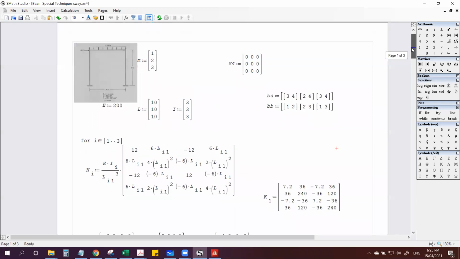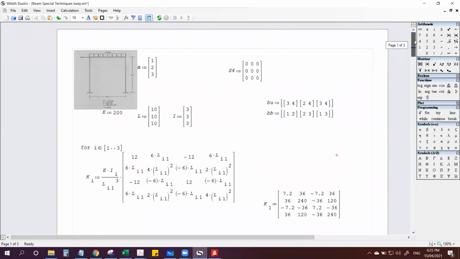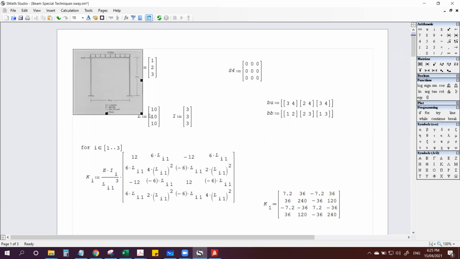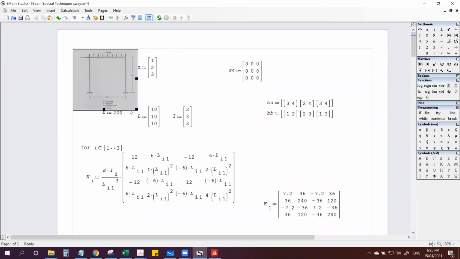Okay, so this is the corresponding SMAT. The null matrix S4 is 3 by 3 because the size is 3 by 3. And these are the length vector and inertia vector. I made this 3 because this code is programmed for times 10 raised to 9 millimeter to the fourth inertia. So converting 300 becomes 3 times 10 raised to 9.